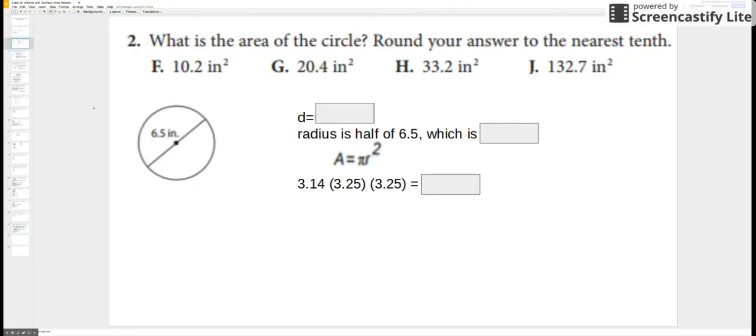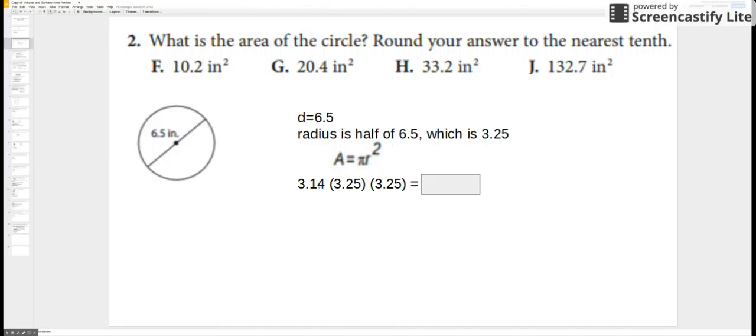Number 2, what is the area of the circle? Round your answer to the nearest tenth. Okay, so here we have our circle again. We know our diameter is 6.5. Now we know the radius is half, so half of the diameter, half of 6.5 is 3.25. Here's our formula, area equals pi r squared.